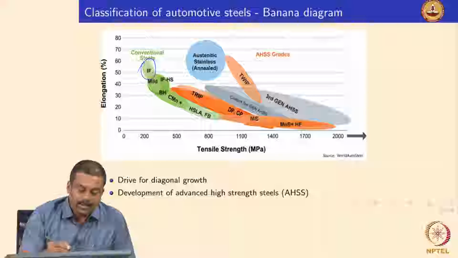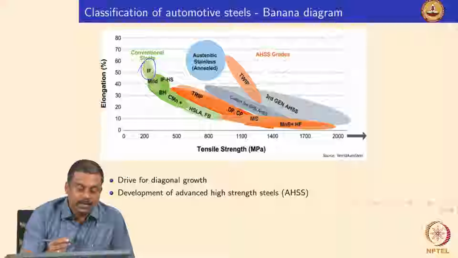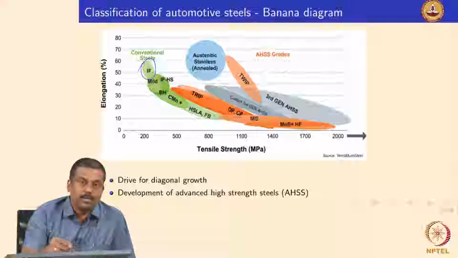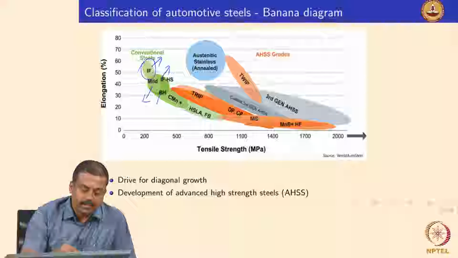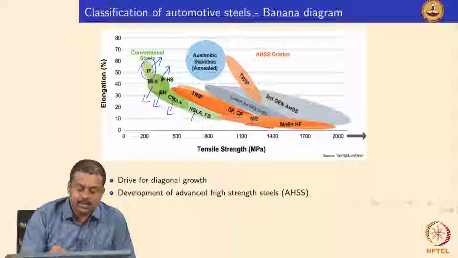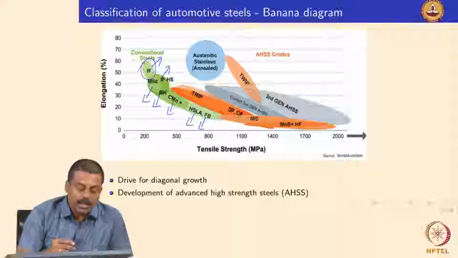So the conventional automotive steels, which were actually used a couple of decades earlier, were already getting replaced with the advanced high-strength steels, which we looked at in the last unit. Now we will look at some basic introduction about these conventional steels, for example the IF steels, the IFHS, the mild steel, the bake hardening steel, the carbon manganese, HSLA, and ferritic martensitic steels.